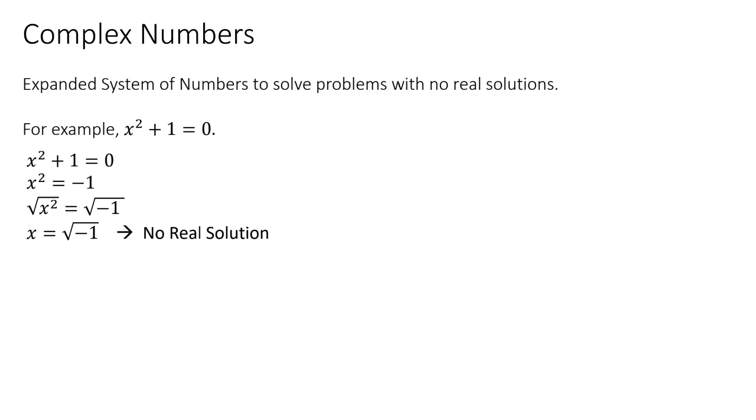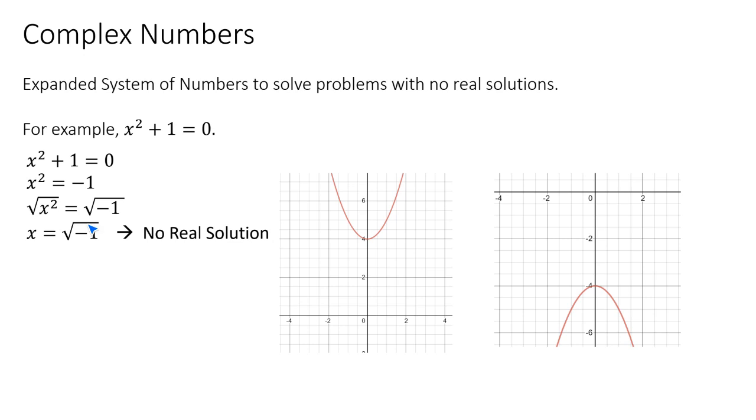Okay. So before we do that, let's see what it means when we graph. If you end up with a negative in the square root, what that means is that your graph doesn't have any zeros. So the graph is either going to be on top of the x-axis or it's going to be below the x-axis.